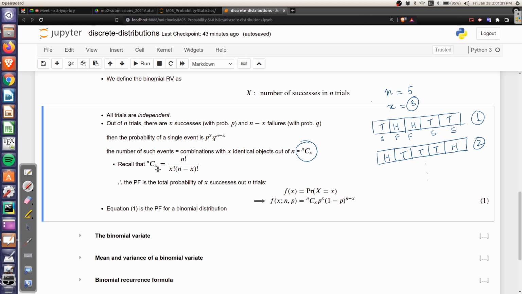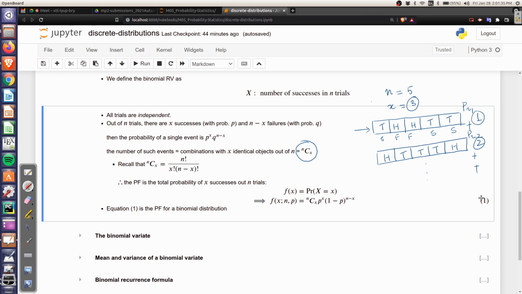And what is nCx? This is combination, right? So nCx is simply n factorial divided by x factorial times (n minus x) factorial. So there are this many ways by which I can get what I'm looking for. So what is the total probability that I get x successes out of n trials? I have to consider the probability, let's say this is probability 1, this is probability 2, and so on. I just need to add all of these individual probabilities, and that is going to give me the total probability.